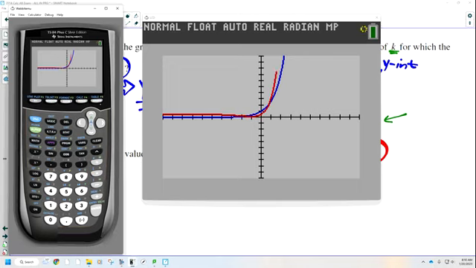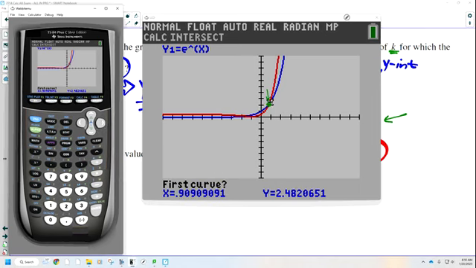Two intersection points. One looks like it's right here. That definitely looks like a negative value on the x. And one which is right here. That's our positive one. So let's use the intersect function and find that positive value. Intersect. Enter, enter, enter. Okay, look at the bottom.